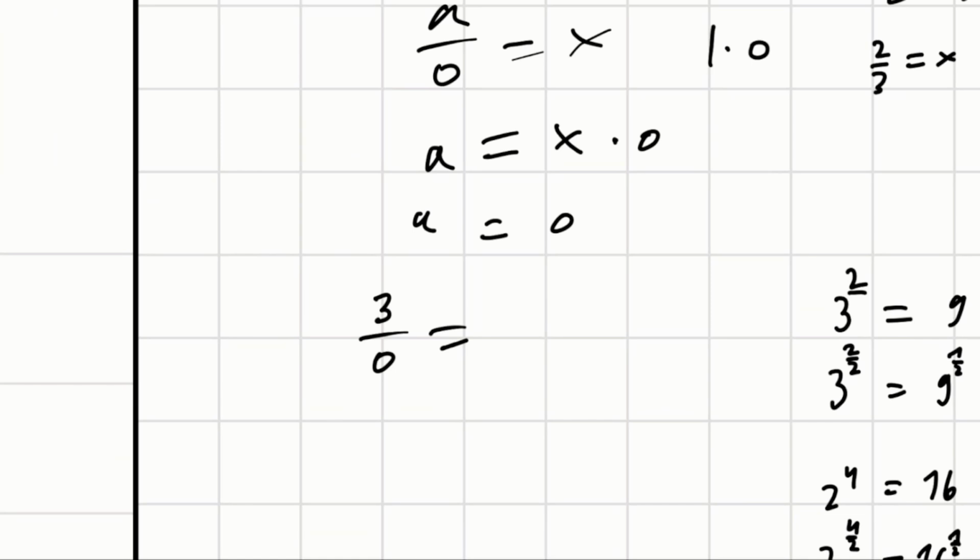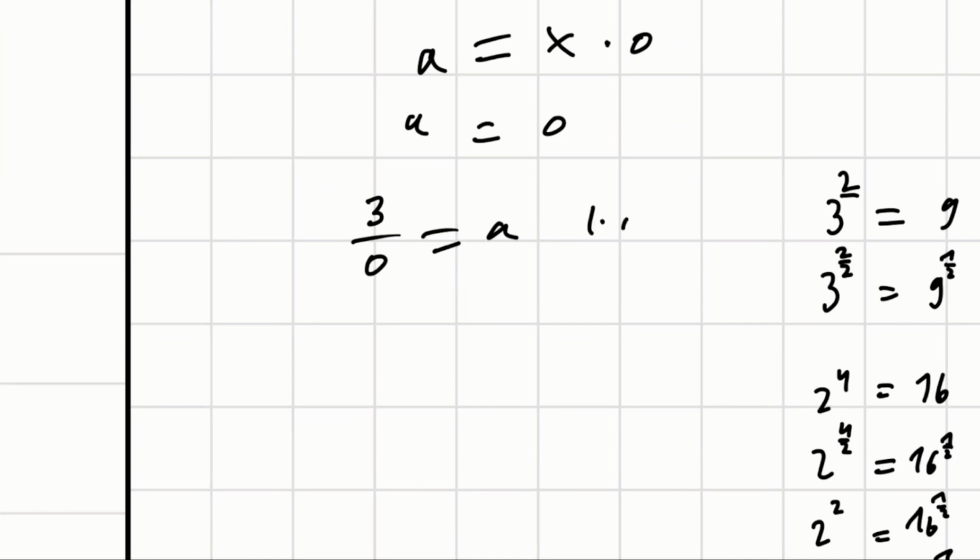But let's say, for example, you can divide by 0, you get a number a. You could say you multiply by 3, so you could say 3 equals a times 0, and 3 equals 0.